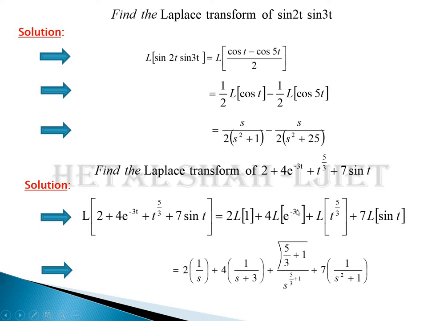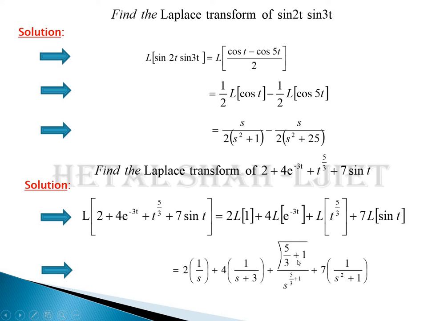Laplace of e raised to minus at, we proved this formula, that is 1 upon s plus a. Our a is 3, so 1 upon s plus 3. For t raised to n, here n is 5 by 3, this is the fractional form, so gamma n plus 1 upon s raised to n plus 1, that is gamma 5 by 3 plus 1 upon s raised to 5 by 3 plus 1. And the formula of Laplace of sin t, our a is 1, so 1 upon s square plus 1. Now 1 by s, keep it the same, 1 upon s plus 3, keep it the same.